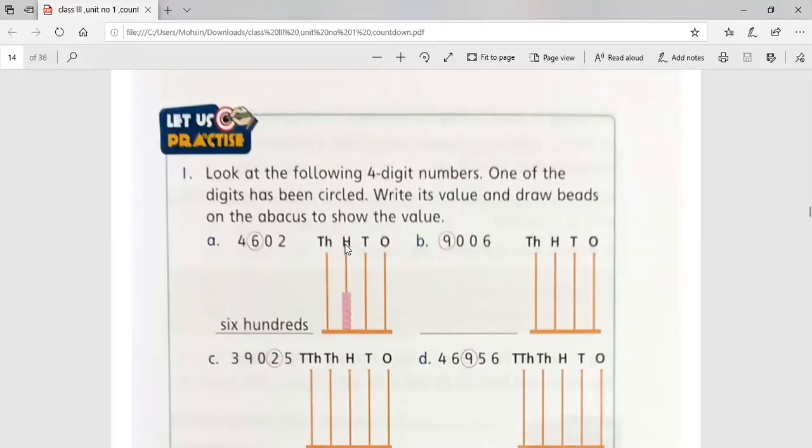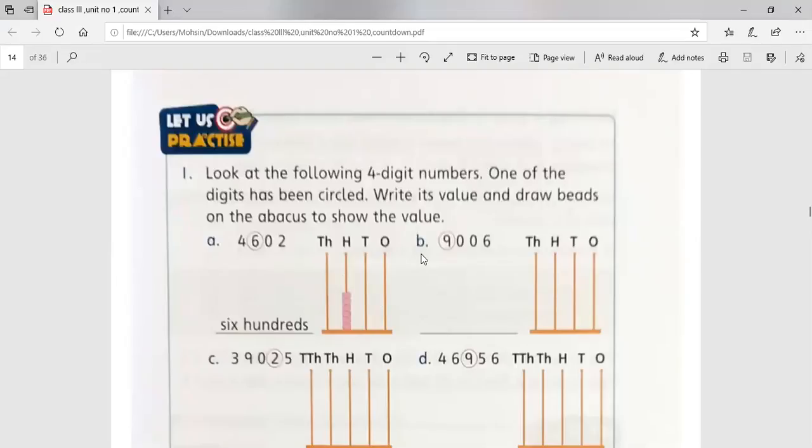Now you can see this is the line of 100. They draw 6 beads in it. There is no need to draw on the other lines because they ask only about the circled one. Now I am going to do B part for you on the board.